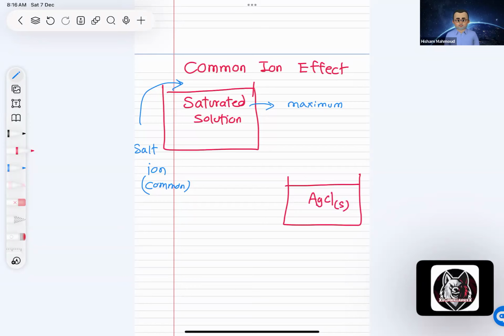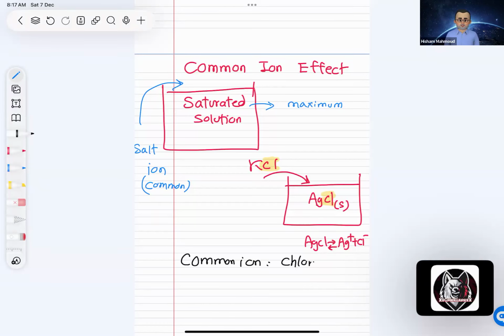Then this AgCl dissolved, so it formed Ag plus and Cl minus. And the solution is already saturated, with no more room at all. And then you go and add a solution of potassium chloride to it. So what is going to happen? This potassium chloride will have an excess of the Cl. So I already have a common ion here, which is Cl, which was already present in the silver chloride solution. So the chloride is our common ion.